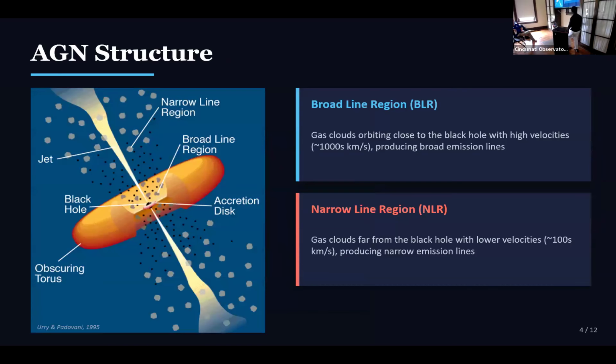So here's the structure. An AGN has two emission regions. The broad line region, where the gas clouds sit in the vicinity of the black hole. So they're deep inside the gravitational well, and the orbital velocity is super high, on the order of thousands of kilometers per second. And the narrow line region sits far up in the gravitational potential, so they have much lower orbital velocity, on the order of hundreds of kilometers per second.